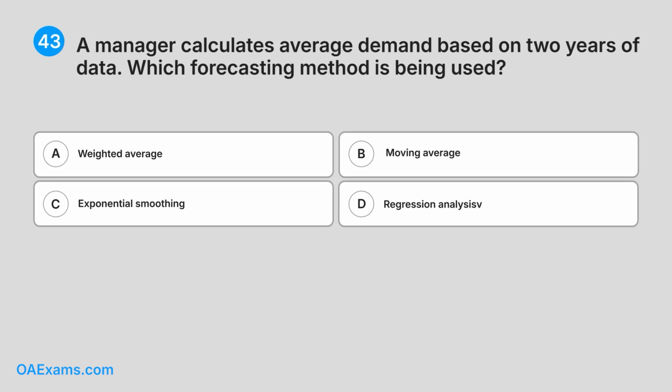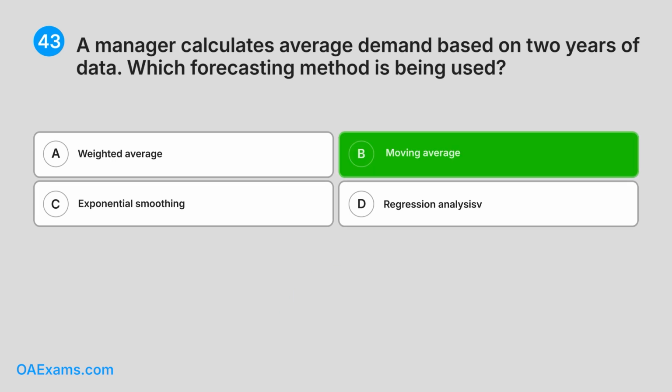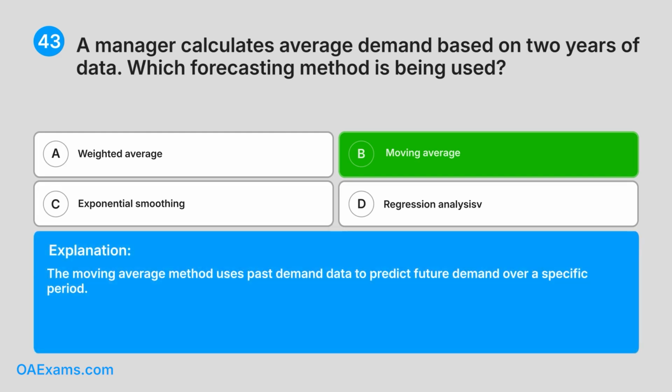Correct answer. B. Moving average. Explanation. The moving average method uses past demand data to predict future demand over a specific period.